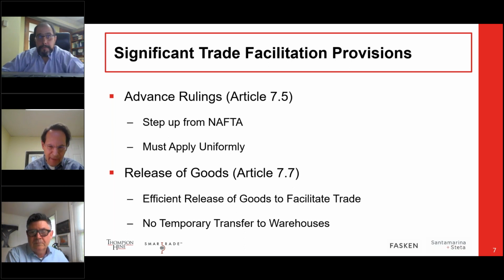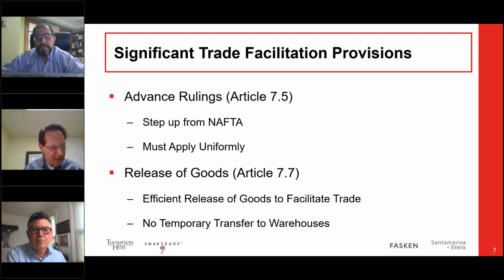Under the NAFTA, tariff classifications and origin were proper subjects of advanced rulings. If you were not sure whether a product would meet the origin rules, if it was a US product, a Mexican product, or a Canadian product coming into the US or Mexico, you could ask for this advanced ruling.